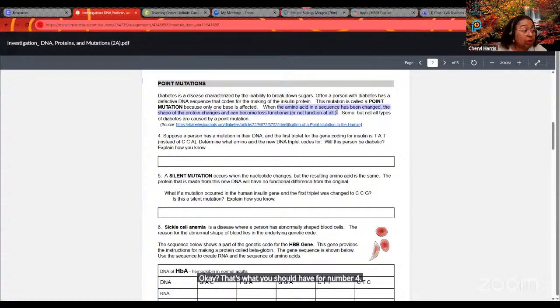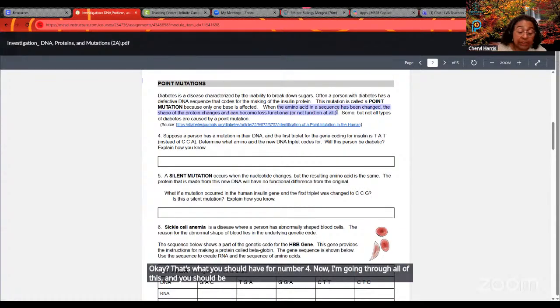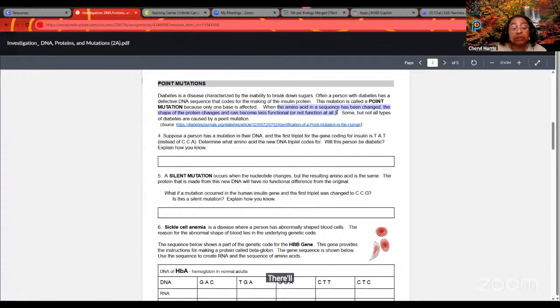Now I'm going through all of this, and you should be writing all these answers down. So when it's time for you to turn this worksheet in, there'll be no blank spaces.